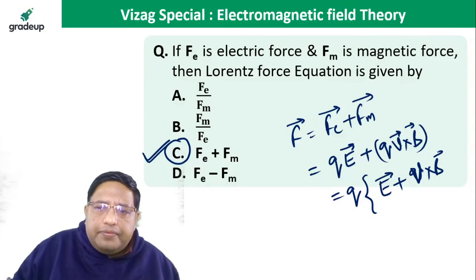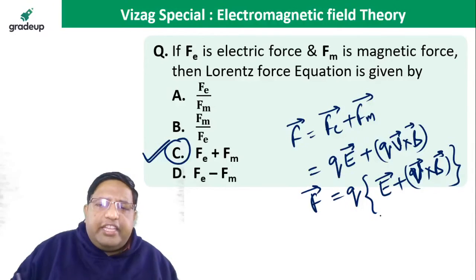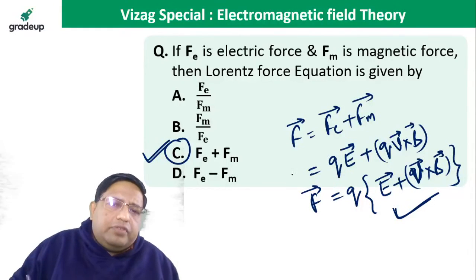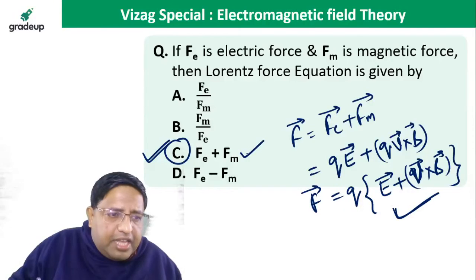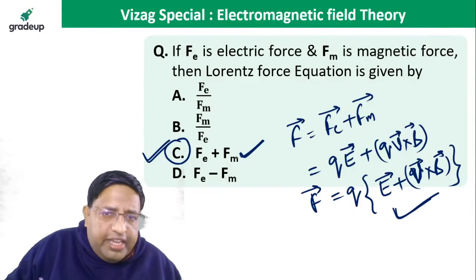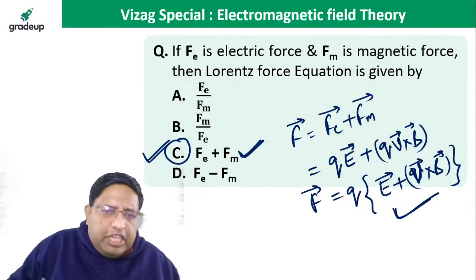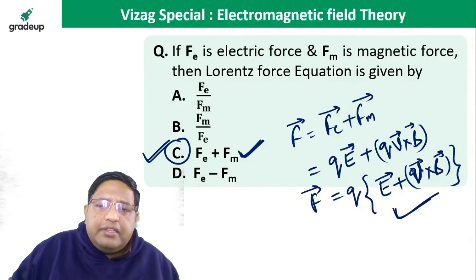That is the Lorentz force. I think you already know that is the Lorentz force. So Fe plus Fm is the Lorentz force. C is the correct answer. Lorentz force is the electric force plus magnetic force. So C is the correct answer. V cross B.